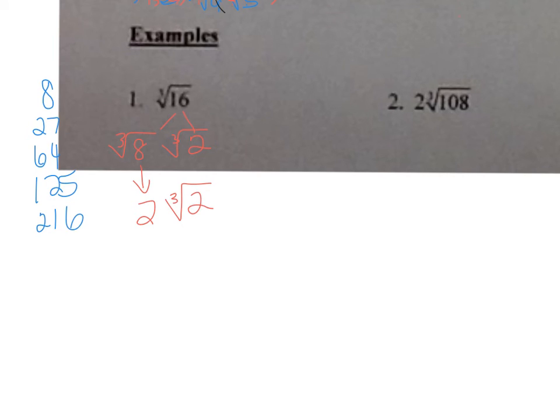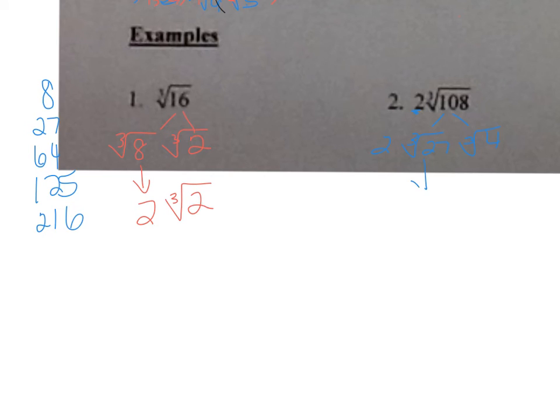All right, let's try this one over here, 108. Notice I have the 2 on the outside, so that's just going to follow down, and I'll multiply my coefficient at the end by 2. So which perfect cube goes into 108? You might want to pause the video right now if you don't know off the top of your head. Let me give you a few seconds to figure that out. Okay, so that is 27. So it's the cube root of 27 times the cube root of 4, and bring down the 2 in front.